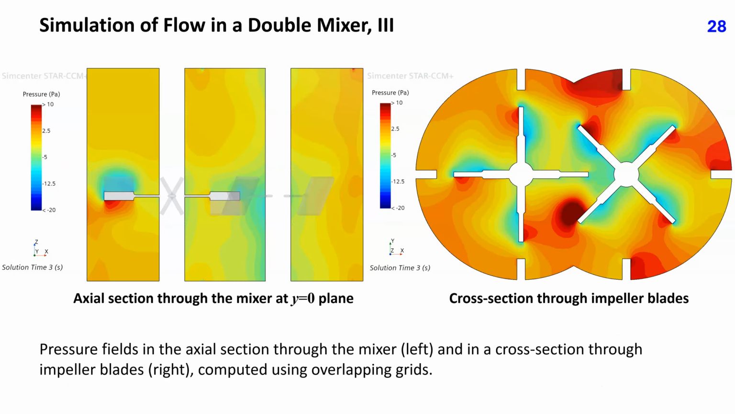These plots show pressure fields in the axial section through the mixer on the left and in a cross section through impeller blades on the right, computed using overlapping grids. Pressure is high on the front part of each blade and low on the rear part, except for this blade, because its front part faces the rear part of this blade of the other impeller. In these contours, we cannot see where the grids overlap.